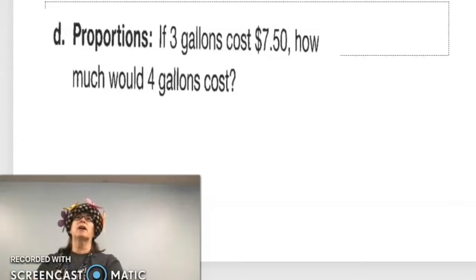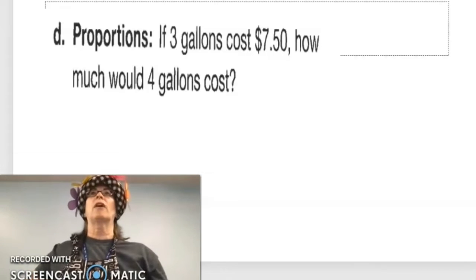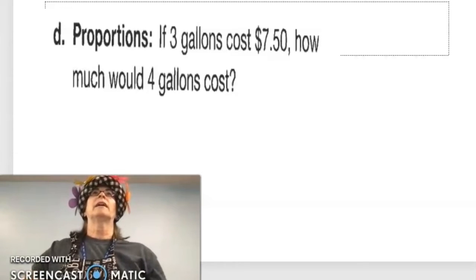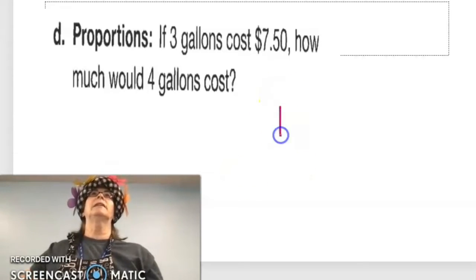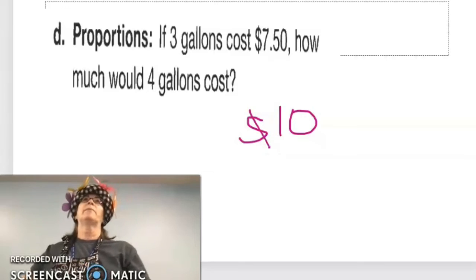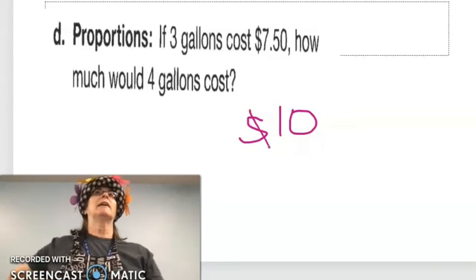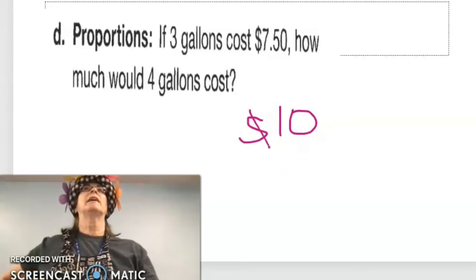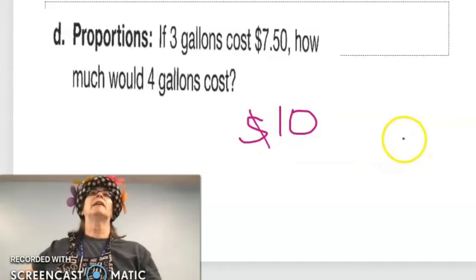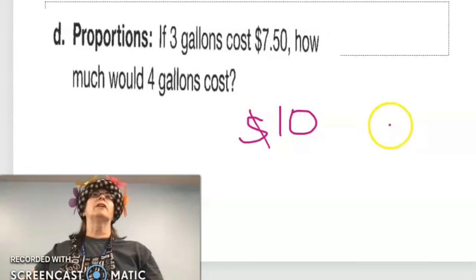If 3 gallons cost $7.50, how much would 4 gallons cost? $10. And he is correct. Now, do you want to explain to us how you did that? Well, 7.5. It's basically 25 times 3 is 7.5. Okay. So a third of this.